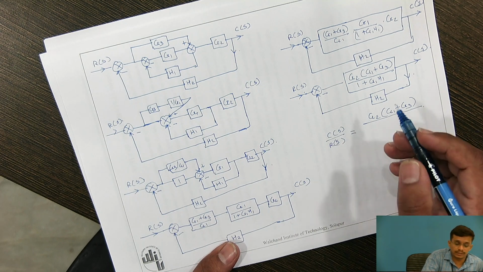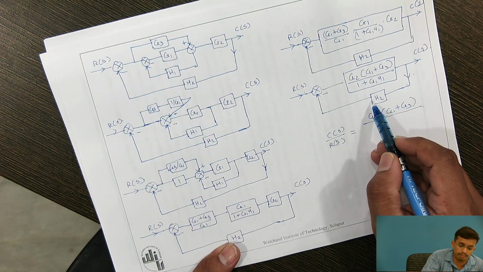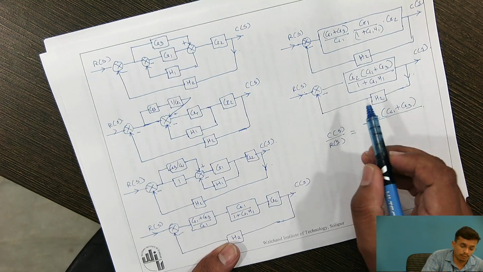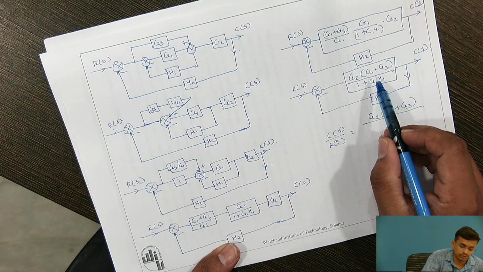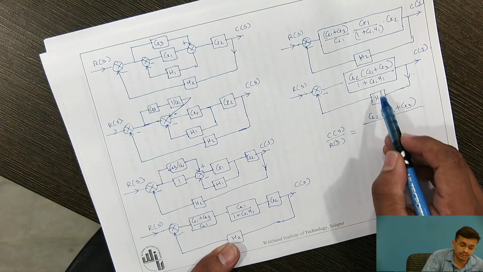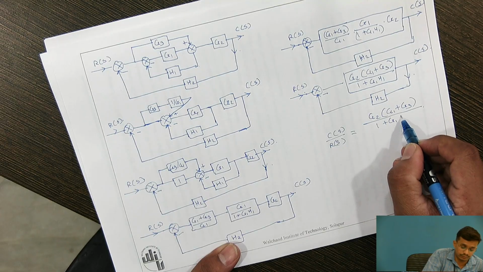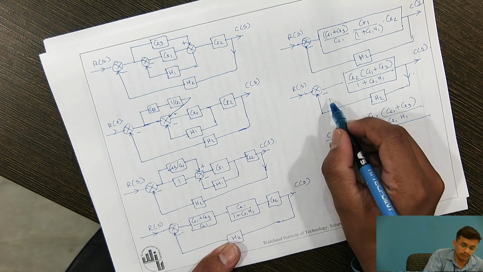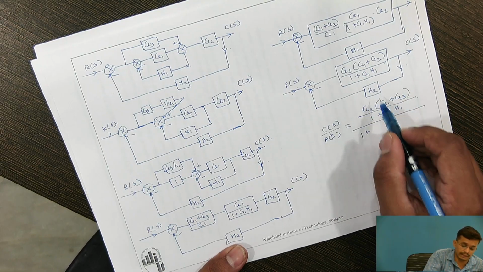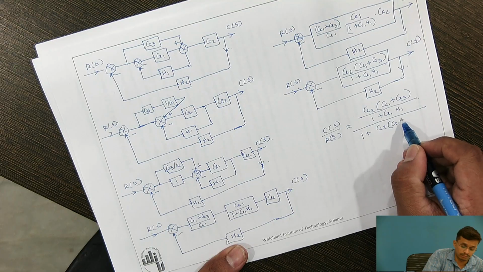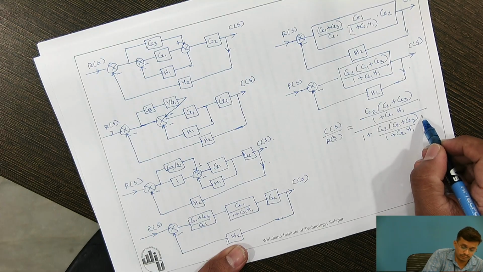So what it actually tells: if this is our block G and this is our block H, the forward path block is G, the feedback path block is H, then it will be G upon, here the sign is negative, so we are considering the sign as positive. Okay, so it will be G upon 1 plus GH. So this particular block is G here, so it will be 1 plus G1 H1 total divided by 1, and here we are considering a positive sign, G into H, so it will be G2 into bracket G1 plus G3 upon 1 plus G1 H1 into H2.